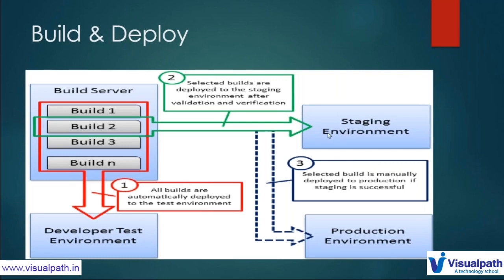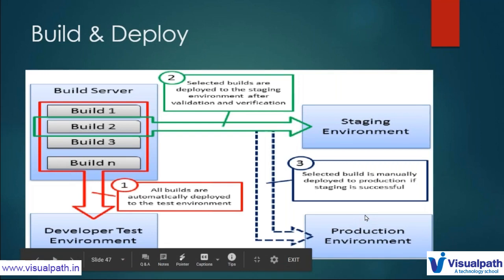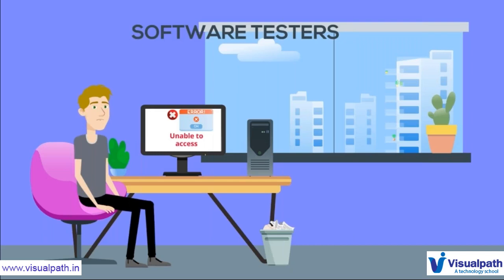And in staging area, so many tests will be conducted. Once this test checks out fine, then it will be promoted to production environment. Okay, so build and deploy process. This happens very regularly in agile.